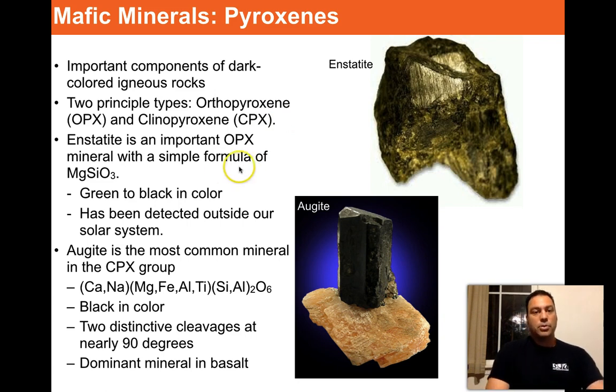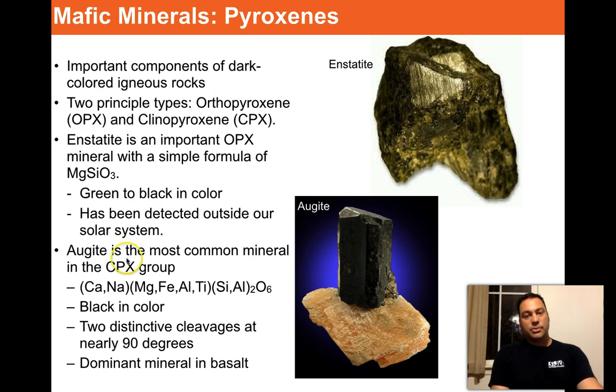Of the two groups, there are two really common or very important minerals. So we'll talk about the OPX variety first. Enstatite is an important OPX mineral with a simple formula of magnesium, silicon, and oxygen 3, MgSiO3. It's green to black in color and has been detected outside of our solar system. This is enstatite up here. What's really interesting to me is that it's actually been detected in some solar systems that they believe are developing way far away from our own. So it's an important mineral cosmically to have a good understanding of.